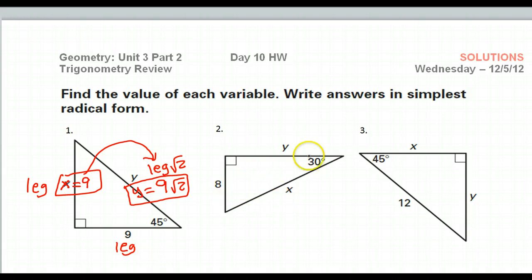On number 2, this is a 30, 60, 90 triangle. This is the short leg, which I'll just call short. And we've learned that the hypotenuse is always equal to double the short leg. And the long leg is really the short leg times radical 3.